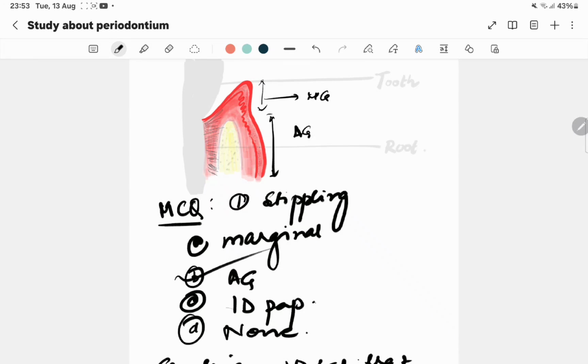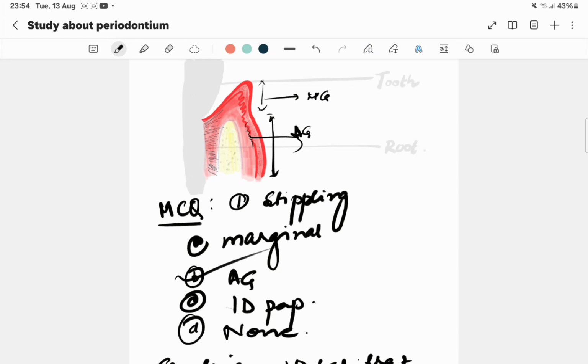So there are basically some microscopic protuberances and depressions. So these protuberances and depressions that are present, they cause the stippling. Now stippling is absent in infants, and as the age increases it reduces. Thus it may be absent in old people.